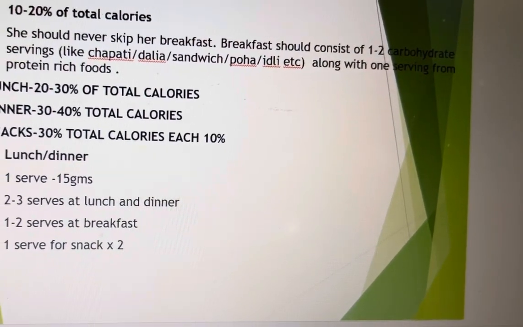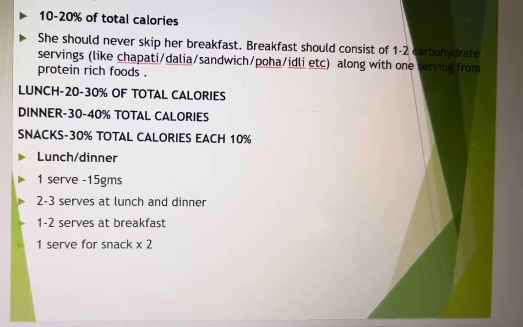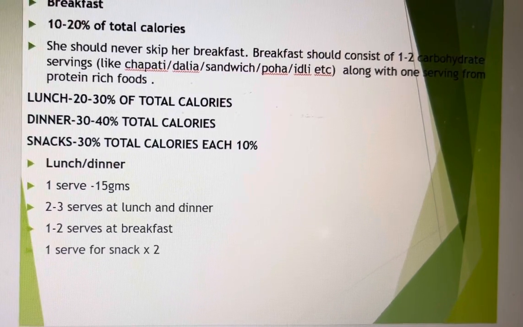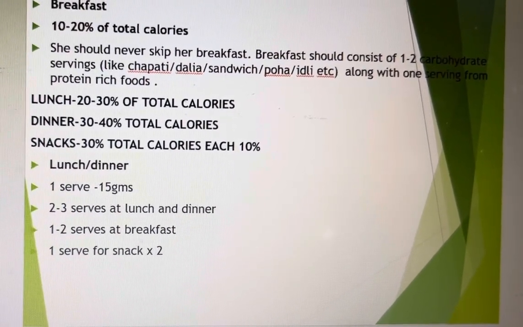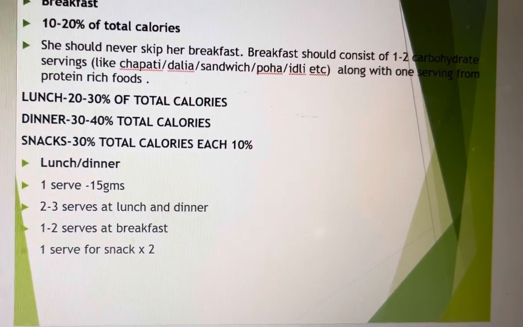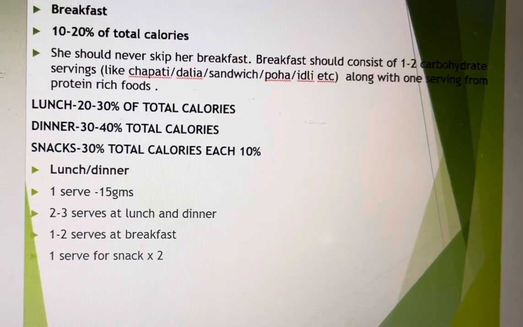Lunch, 20 to 30% of total calories. Dinner is 30 to 40% of total calories, and snacks 30% of the total calories, and each snack 10%. Like if we are taking 3 minor meals, which are the snacks, one snack should consist of 10%, and if you are taking it 3 times, then it totals 30%.